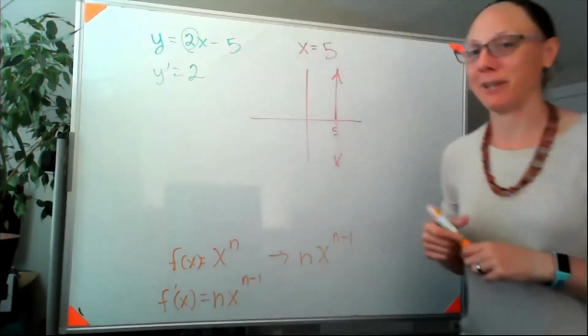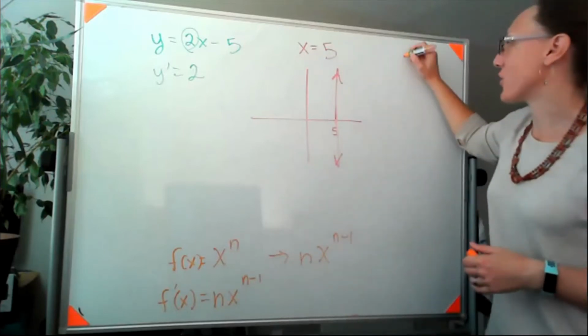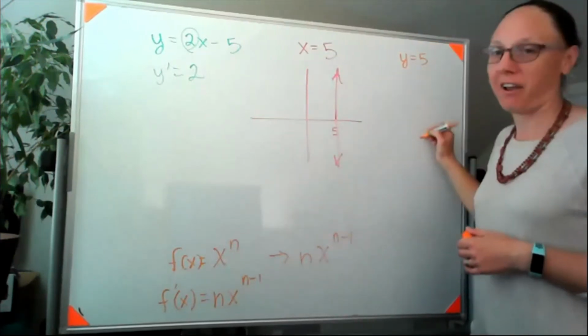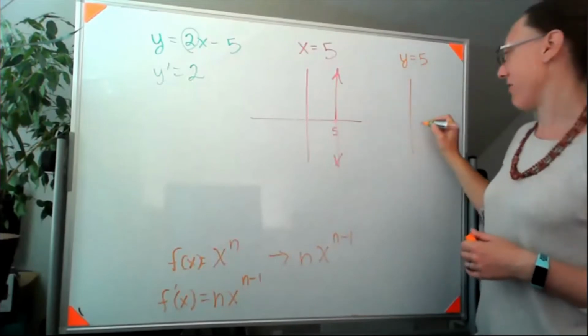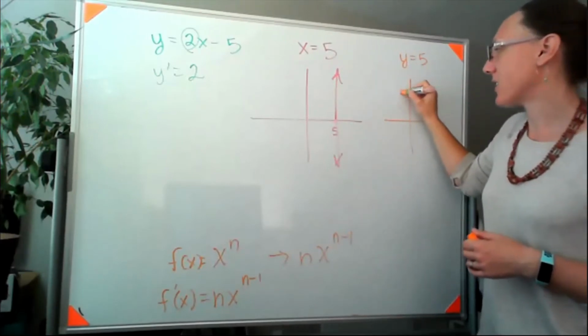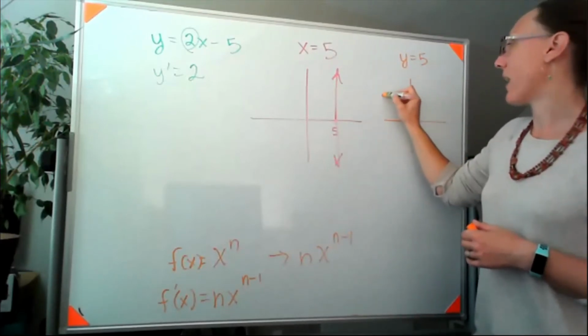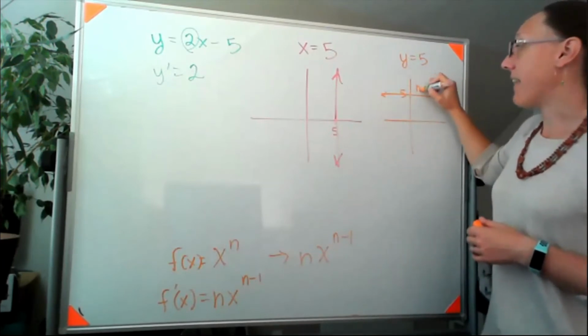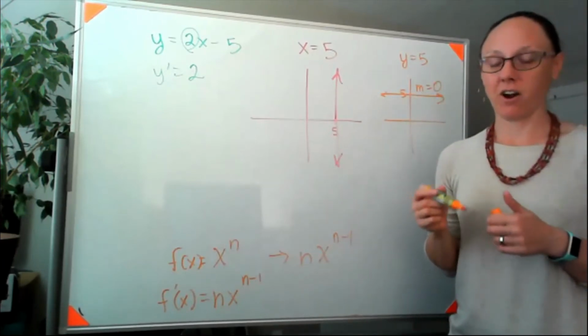I think what everybody was trying to answer is if I had asked you, what if y is equal to 5? So if y is equal to 5, here's y is equal to 5. So that line would be up here, and that is a slope of 0.